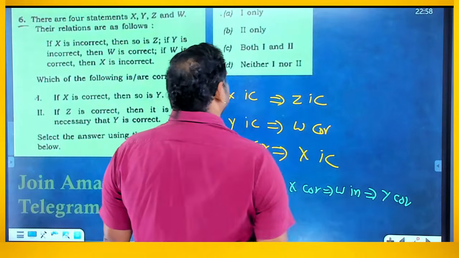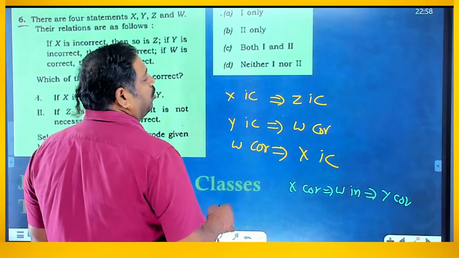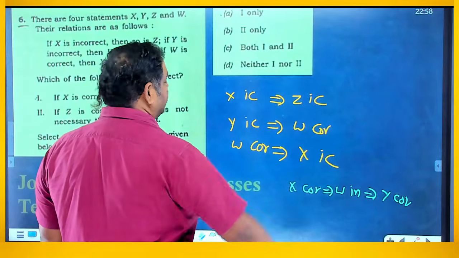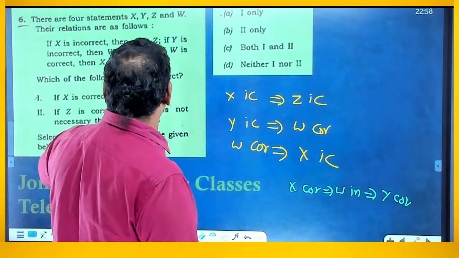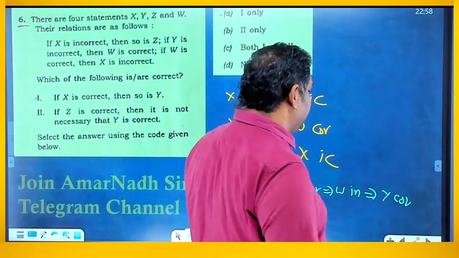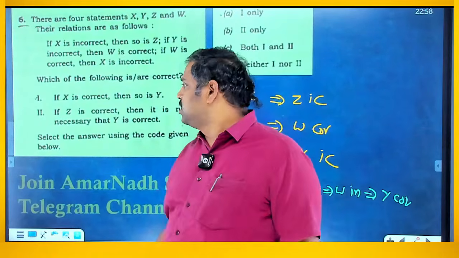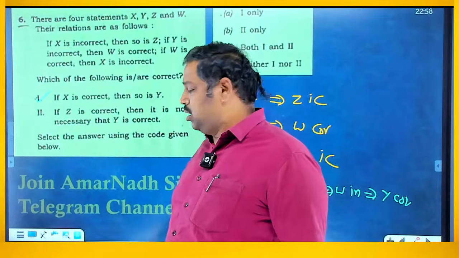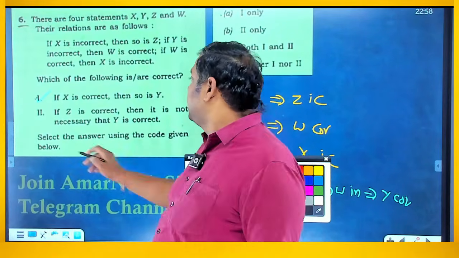Okay. Next one. So, good. So keep it aside. Now, if X is correct, then so Y. Okay, Y is also correct. If X is correct, Y is correct. Yes, first one is valid, right or wrong here? So first one is valid. Take the tick mark.